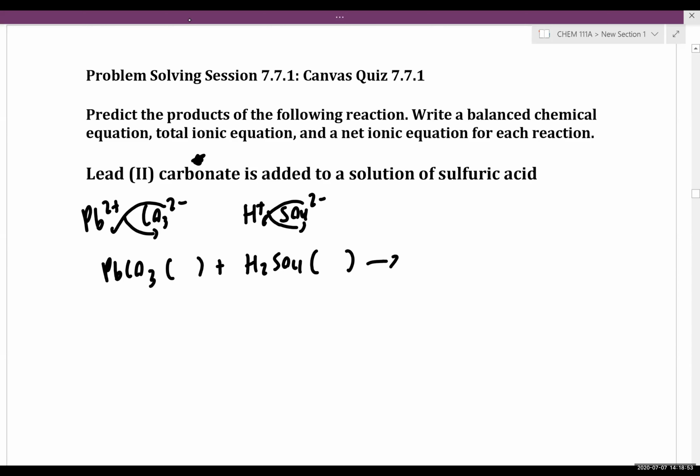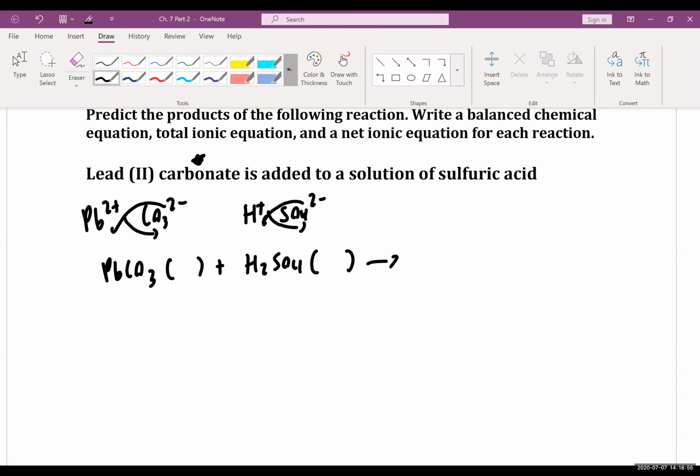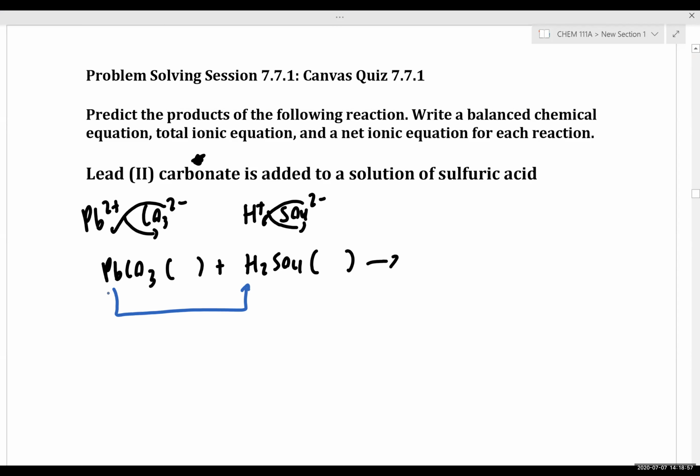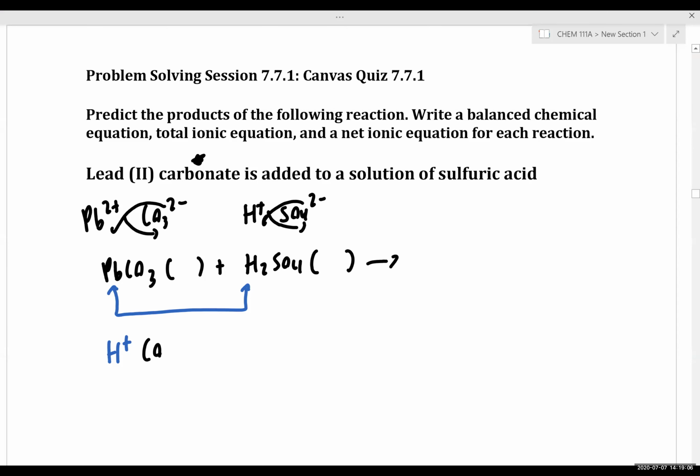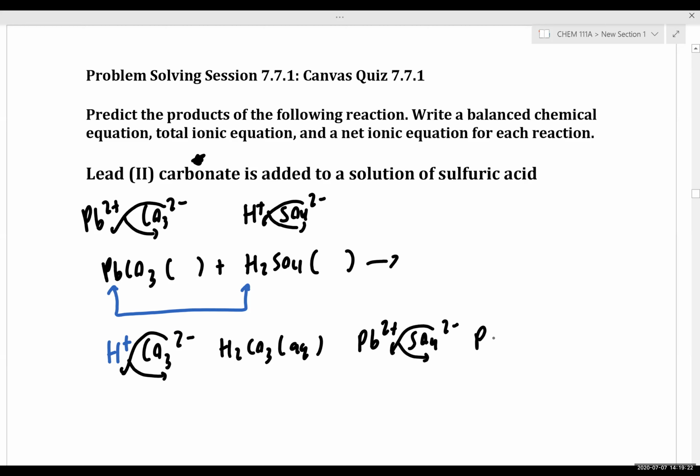Now, as our trick for writing out the formulas of acid-base reaction products, we exchange our cation and H+. That gives us H+ and CO3 2-. We cross our charges. That gives us H2CO3 aqueous. We take lead 2+, we cross it with SO4 2-. We cross our charges. That gives us lead sulfate.